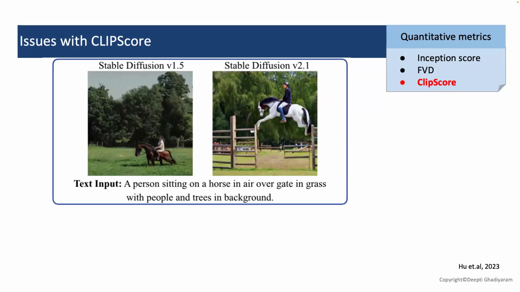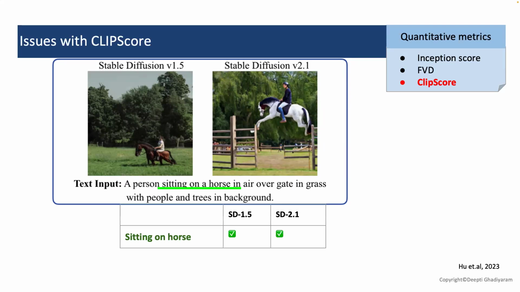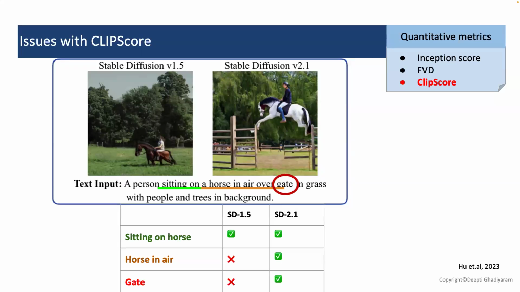There is a recent work by Hugh and colleagues which have systematically analyzed CLIP score. Here is a running example to set the stage. So let's say the text prompt is person sitting on a horse in air or gate in grass, etc. There are two models, Stable Diffusion 1.5 and 2.1. Here are the generations. Both look reasonably okay. Let's break down the text prompt and look at the first one of the actions in the prompt, which is person sitting on the horse. So that's something that's happening in both images. So that's good. The second action is the horse is in the air. That is not captured in the first image, but is captured in the right image. The third thing is an object, gate, which is missing from the left image, but is present in the right image.